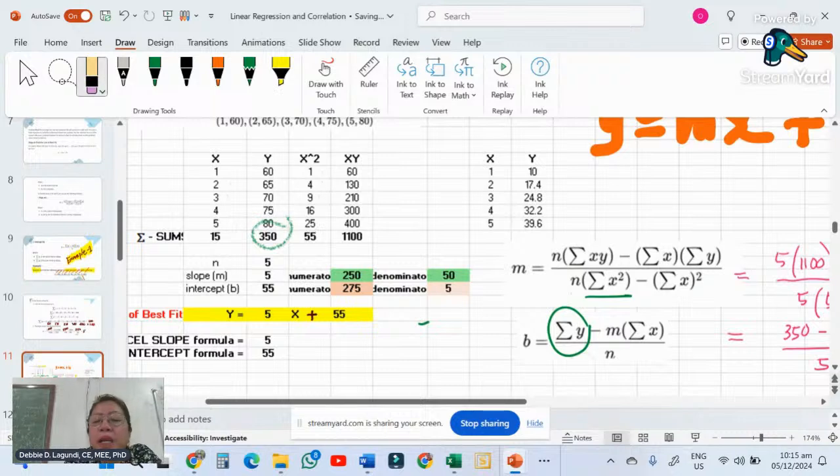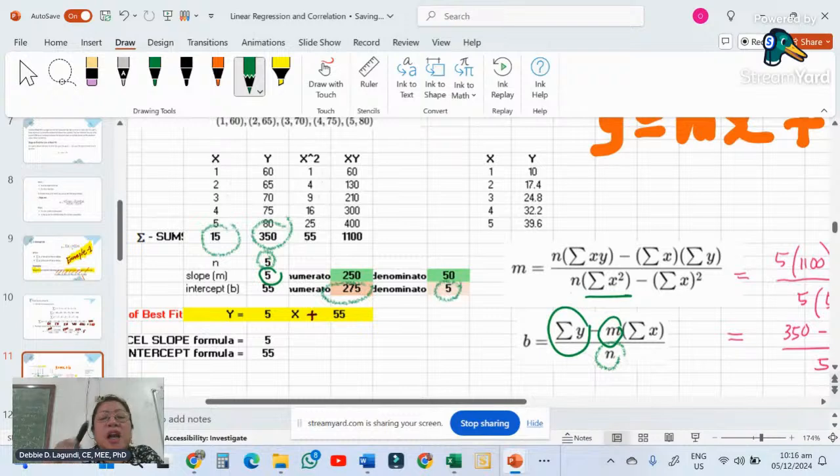And then minus m, we know m already because we have calculated it a while ago. It's 250 divided by 50, so m will be 5. That will be the one substituted there. And summation of x will just be 15. So the numerator of your intercept, you must get 275. And your denominator is n, which is 5.